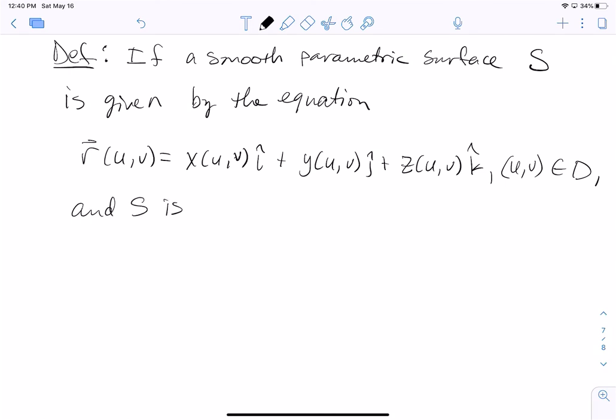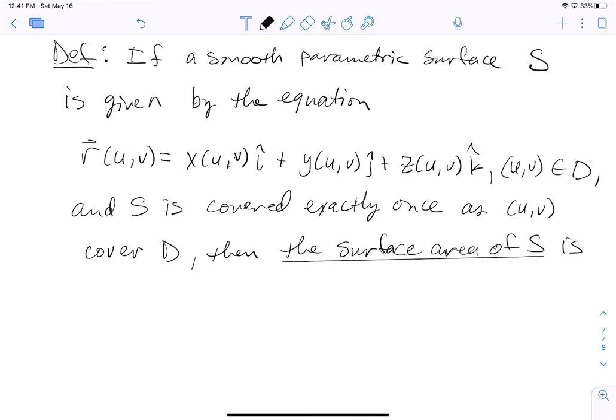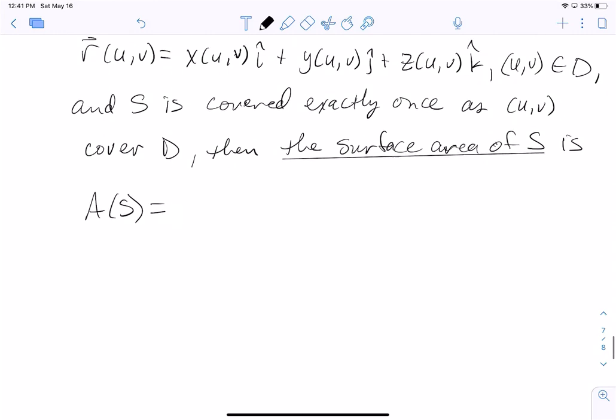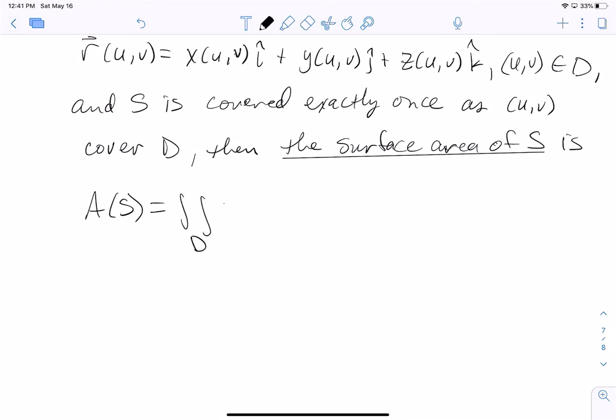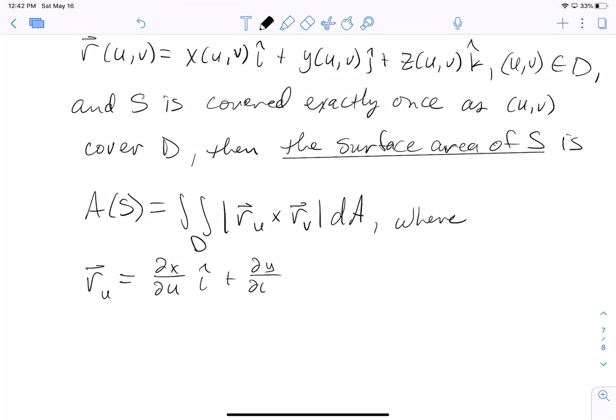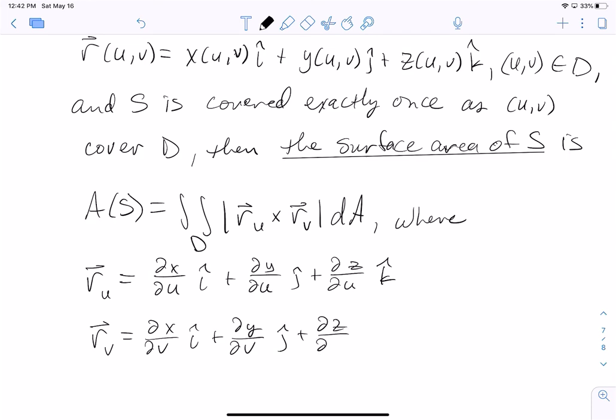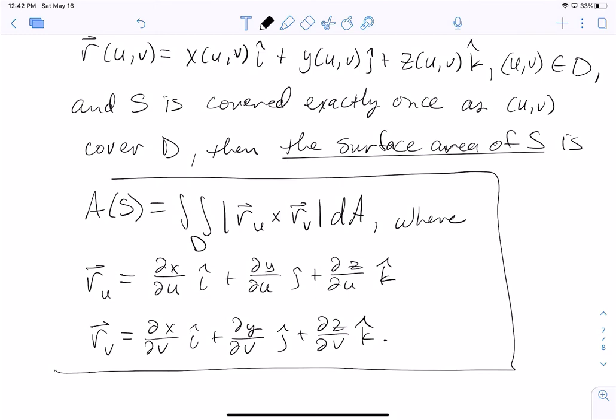and if S is covered exactly once as the points (u,v) cover D, then the surface area of S, A(S) as we write it, is equal to the double integral over the region D of the magnitude of the partial of r with respect to u cross the partial of r with respect to v, dA, where the partial of r with respect to u is the partial of x with respect to u i plus the partial of y with respect to u j plus the partial of z with respect to u k, and likewise the partial of r with respect to v is the partial of x with respect to v i plus the partial of y with respect to v j plus the partial of z with respect to v k. That we're going to put into a box.